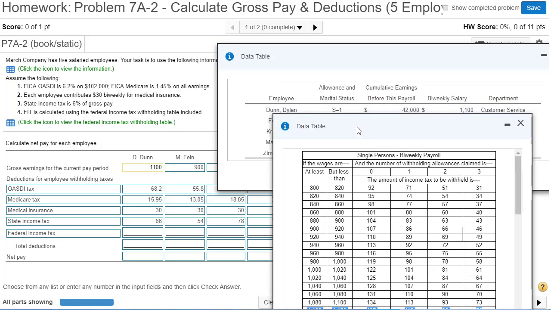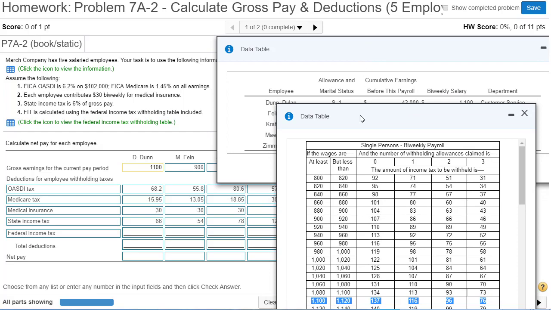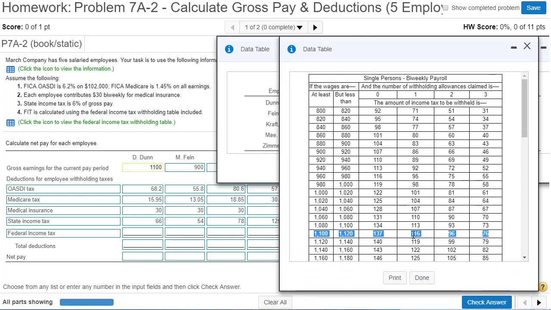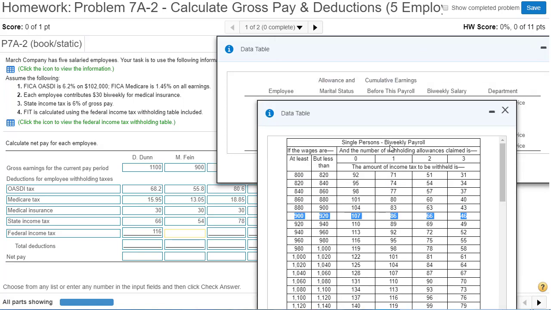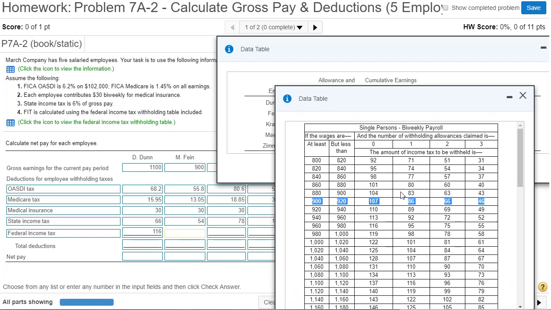Then we have to figure out how many allowances. He's got 1, according to this right here. So the 1 is 116. Copy that, paste it there. Now Fine, we've got $900. We're going to use this row. Fine has one allowance, so it's the 86. Copy that, paste it.